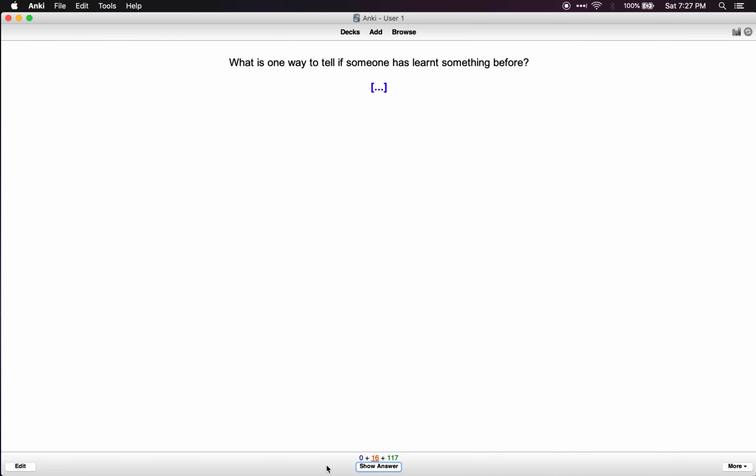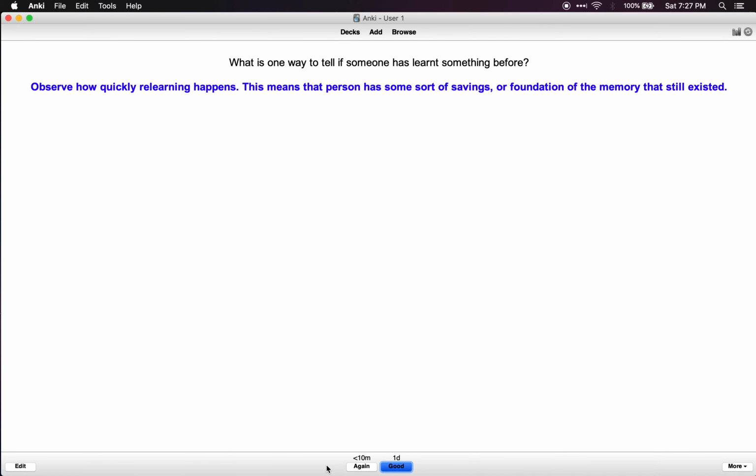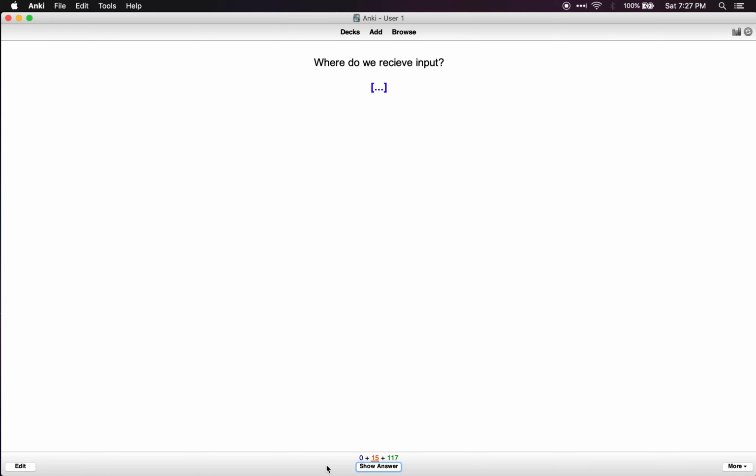What does savings tell someone? How quickly they can relearn something. It means that they have a foundation of the memory. We receive input in the sensory register.